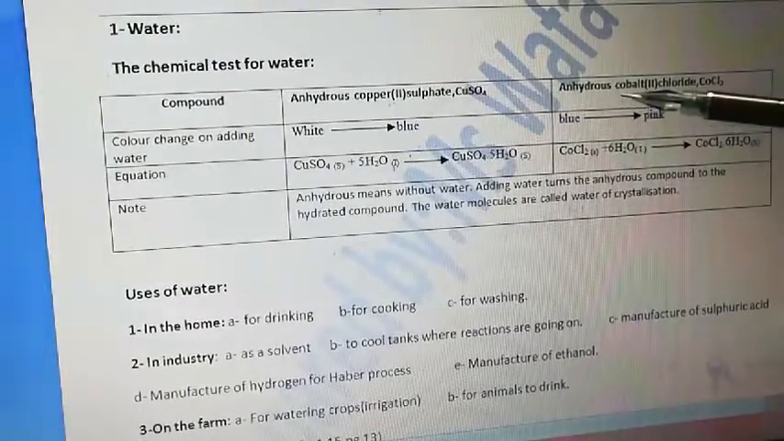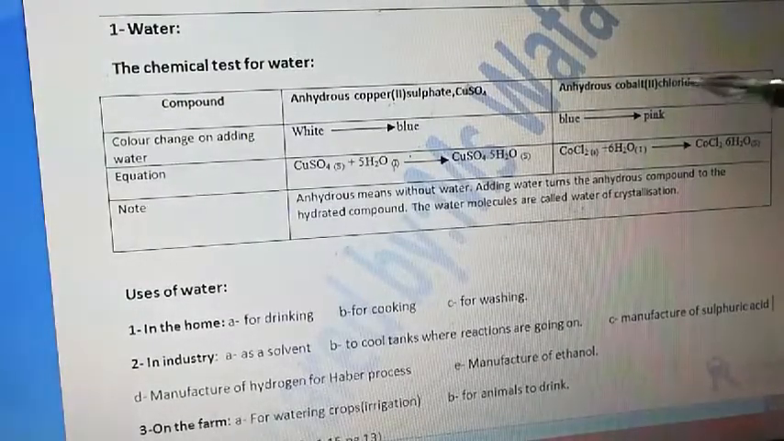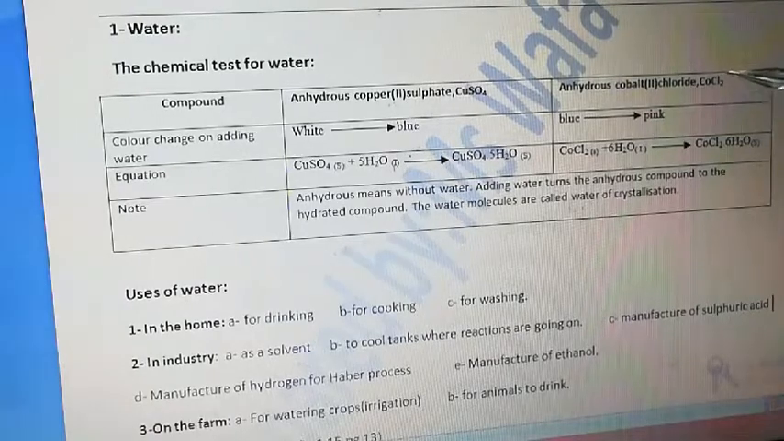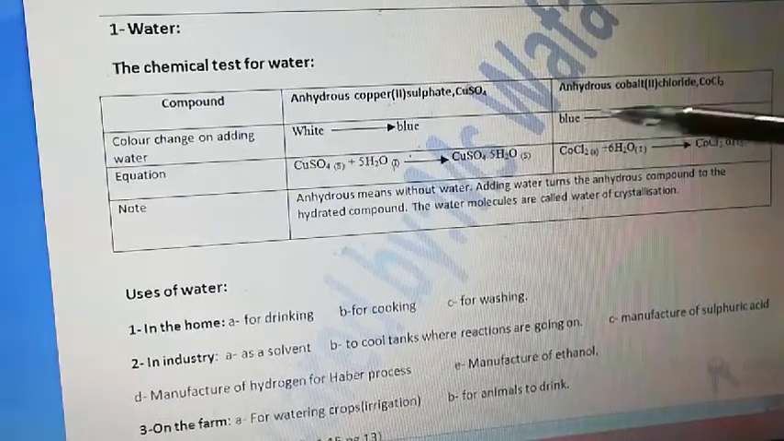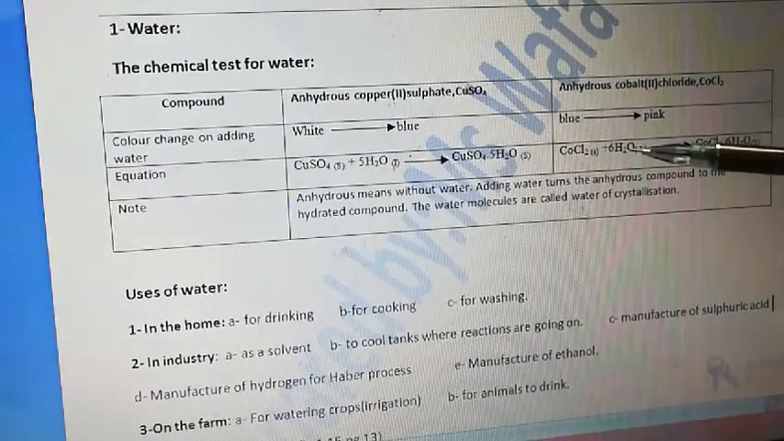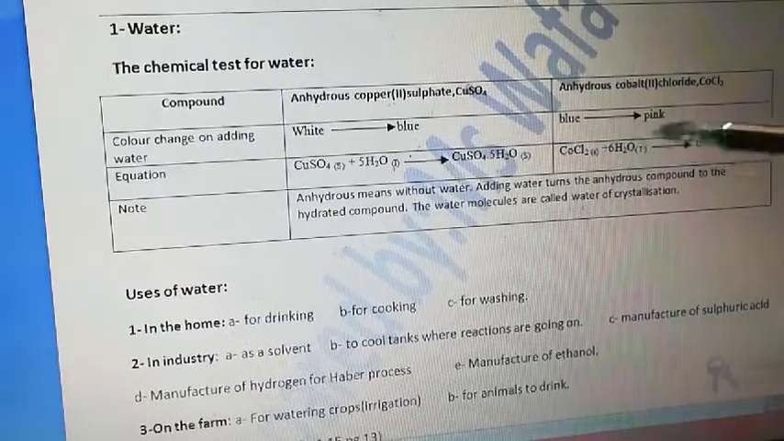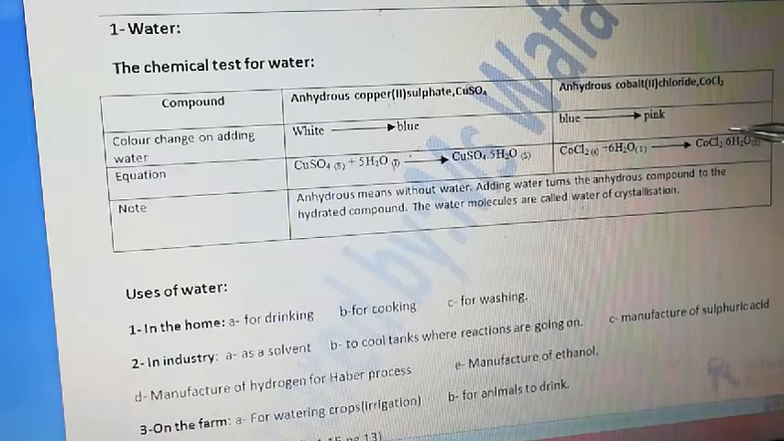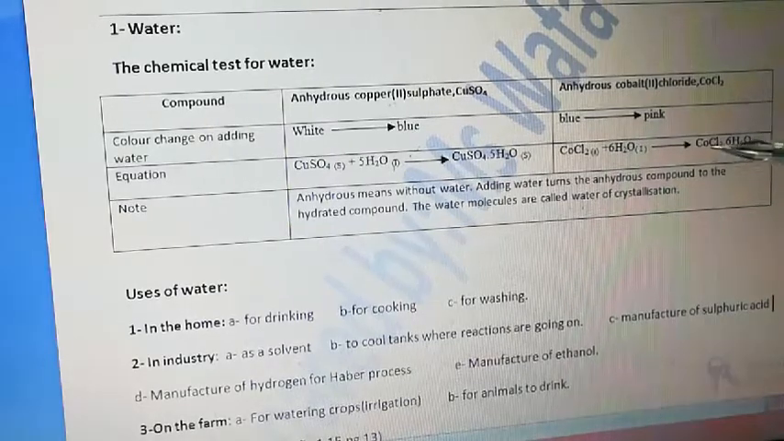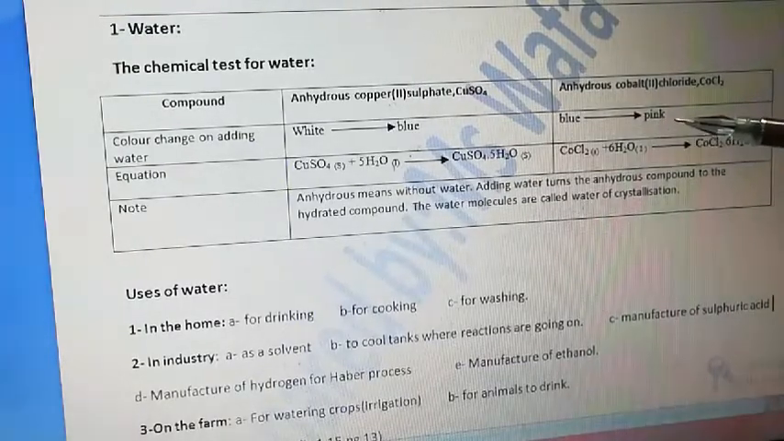Okay. The second test is by using anhydrous cobalt chloride, CoCl2. You must memorize its formula also. The color of the cobalt chloride is blue before adding water. When we add 6 particles of water, if you want to balance the equation, we will get a compound which is called hydrated cobalt chloride that has 6 water molecules inside the crystals of cobalt chloride, and the color will be changed from blue to pink.